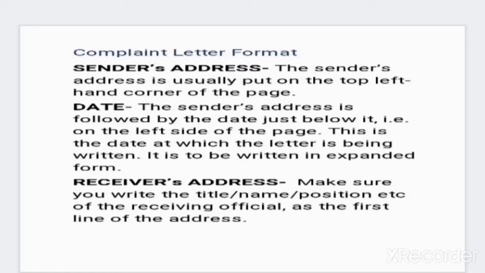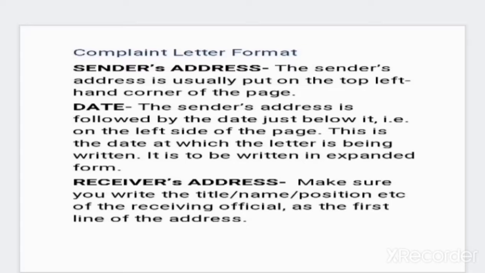After the receiver's address, it should be the subject. Then we sum up the purpose of writing the letter in one line. This helps the receiver to focus on the subject of the letter at one glance. It is important to underline. Okay. Now salutation. This is where you greet the person you are addressing.